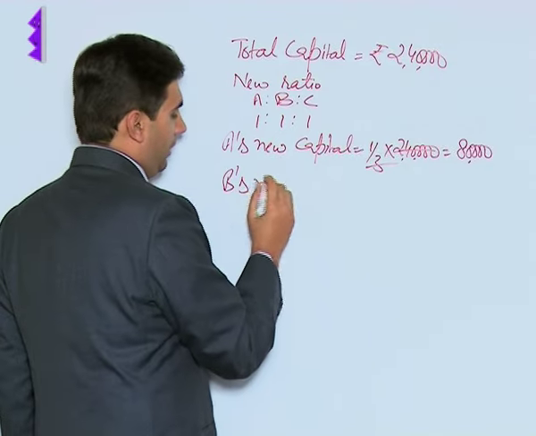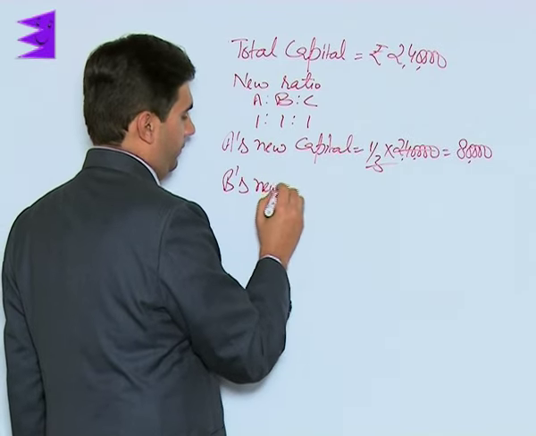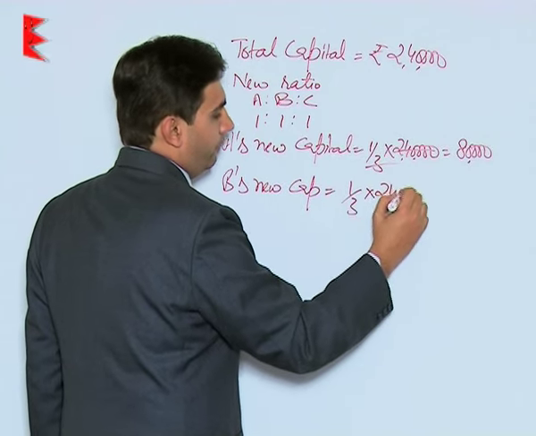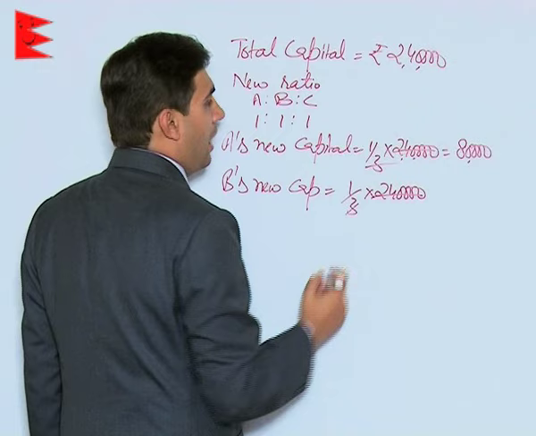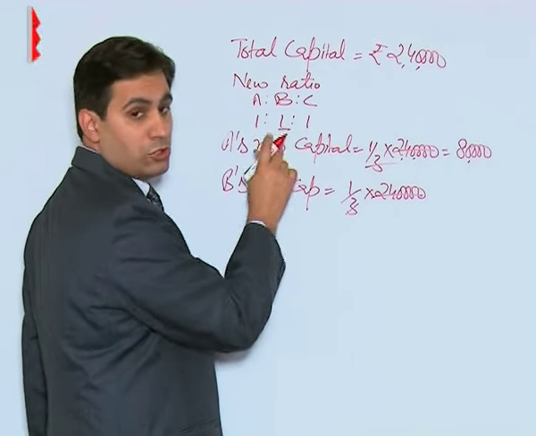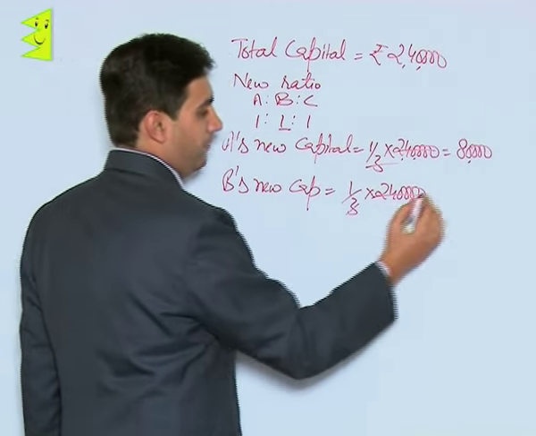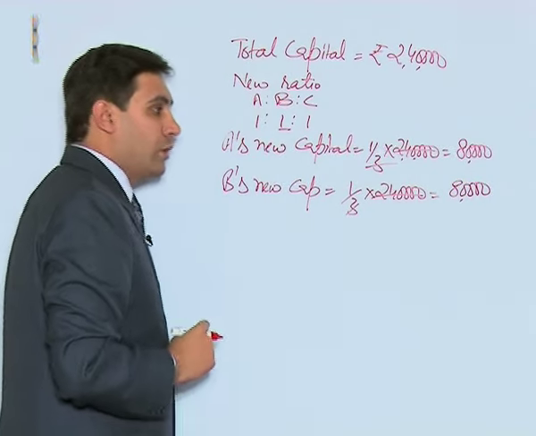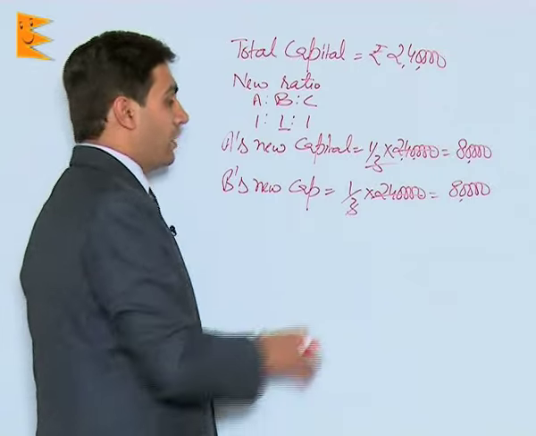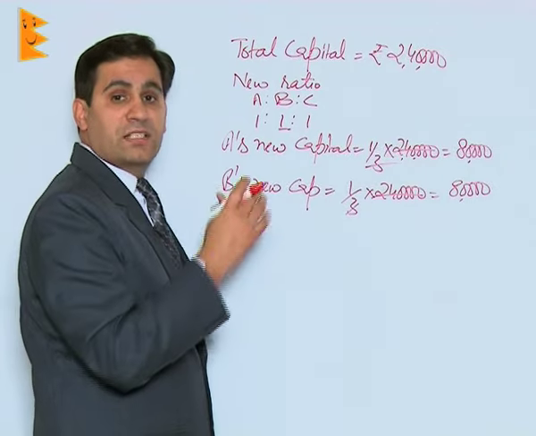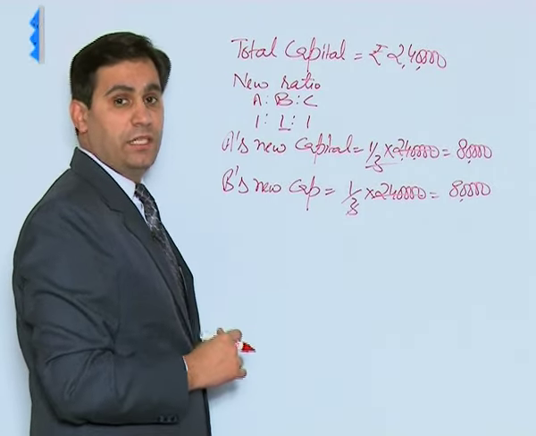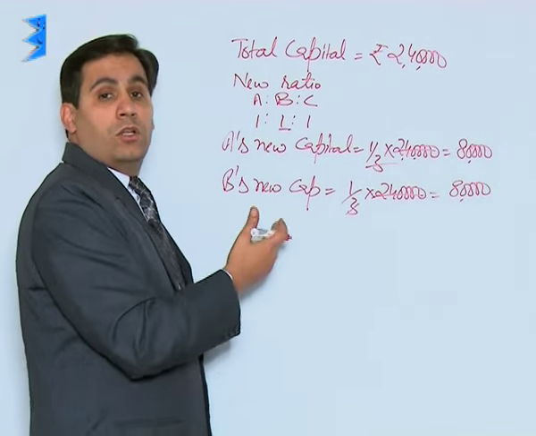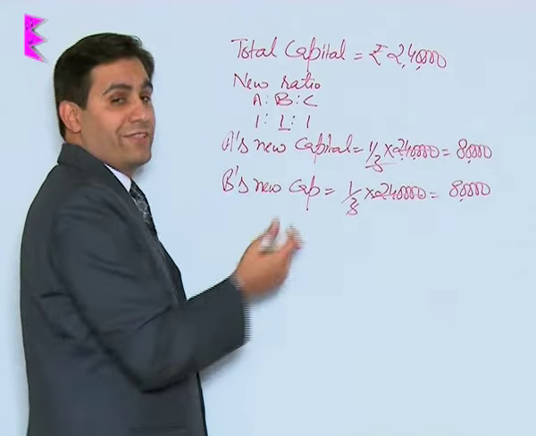B's new capital is 1/3 of 2,40,000. Again, why 1/3? Because B's share is also 1/3, which makes it equal to 80,000. So now students, what we have got is their new capitals. Let us compare it with their old capitals and see how much amount is to be brought in by A or to be withdrawn by B or vice versa.